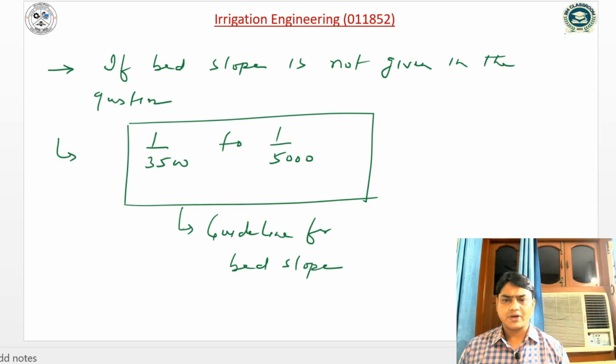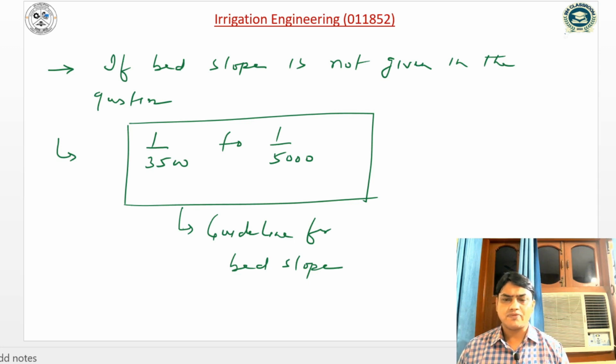Once we have computed the critical velocity, we can compute the area of the channel by dividing discharge by critical velocity. Then, if the bed slope is not given, we can take 1.5 horizontal to 1 vertical and compute the perimeter. Once we have computed the perimeter, the hydraulic radius can be computed, that is R is equal to A by P.